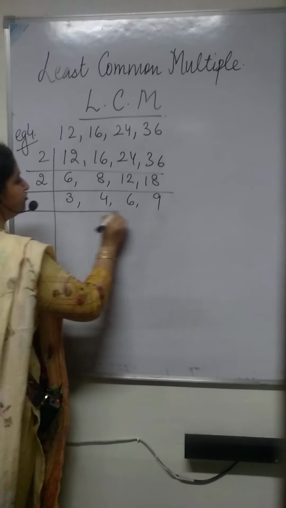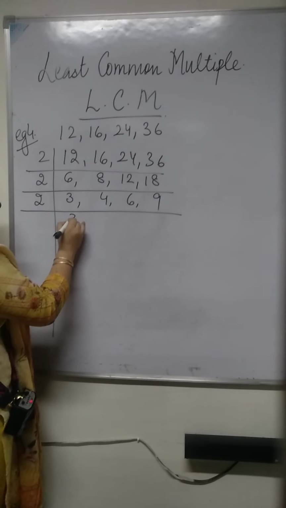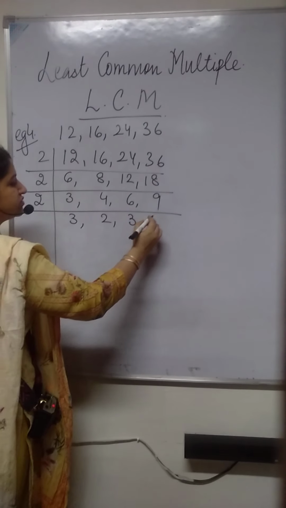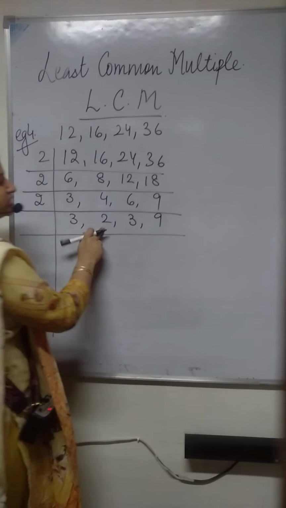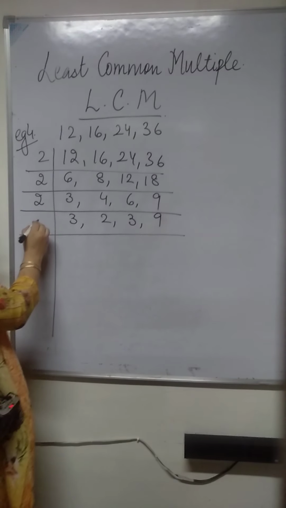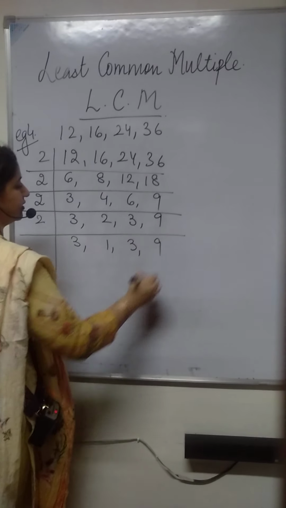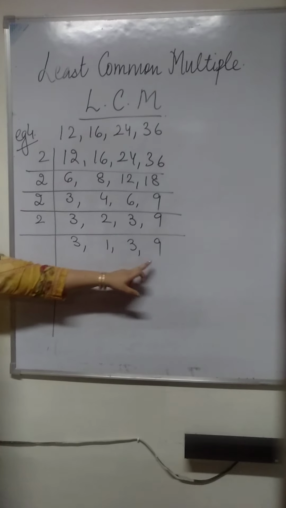Now children, out of these 4 numbers, 4 is still divisible by 2, so we are going to proceed with 2 only. 2, 3 as it is, 2, 3. 6 was also divisible by 2. So now the next step again, 2 is left and it is divisible by 2. So 2, 3 as it is, 1, 3, 9. Now these 4 numbers which are left, 3, 1, 3, 9.